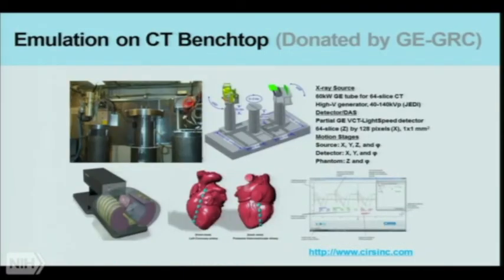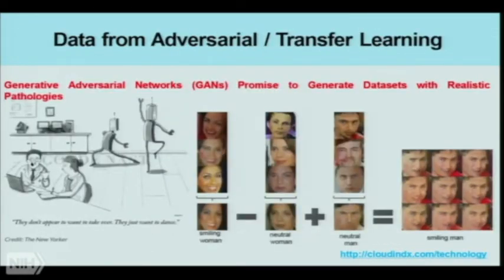And furthermore, we have a universal CT benchtop donated by GE Global Research Center to our laboratory. And this is an industrial platform, with source, detector, and phantom stages and 9 degrees of freedom, so we can emulate any scanning geometry. For example, when we deal with photon counting technology, we could generate physically realistic data sets on the platform. So there are multiple possibilities, and we see the new opportunity.